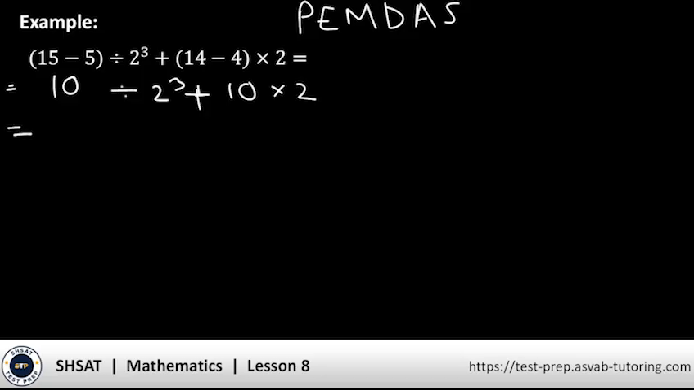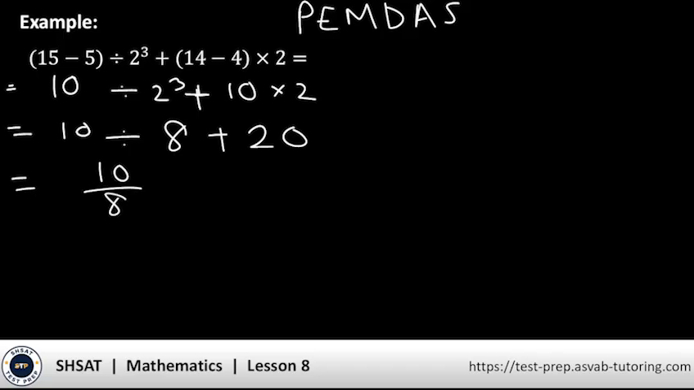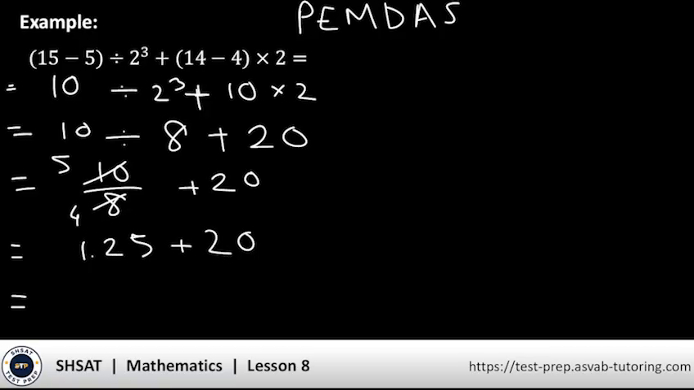Now what? Now we should multiply, right? So 10 divided by 2 cubed is basically a multiplication, because that means 2 times 2 times 2, which is 8. Again, we have 10 times 2, which is another multiplication, which is 20. Now we should divide first. So dividing 10 over 8. So 10 over 8 is what? 2 times 4, 2 times 5. So that's 5 over 4, which is actually 1.25. So 1.25 plus 20, we only need to just add this now. So that's 21.25, my final answer.